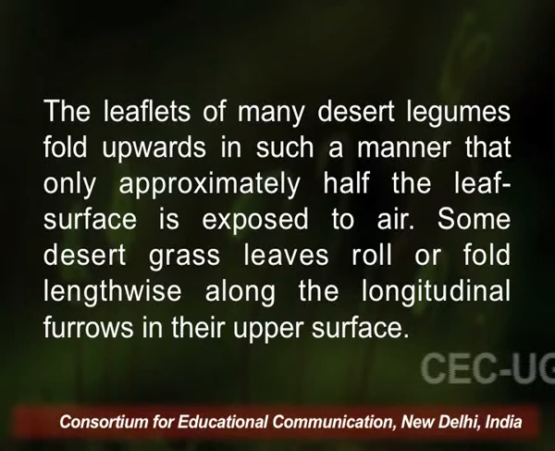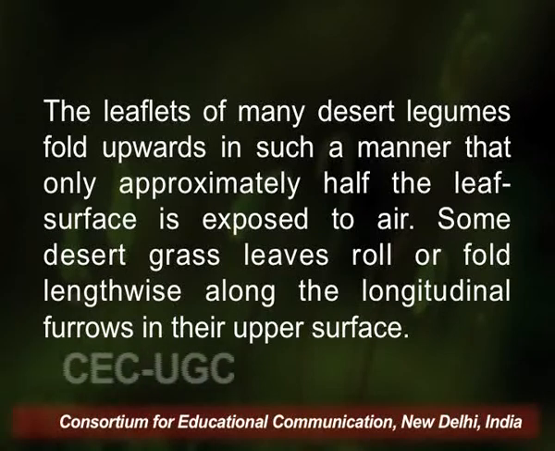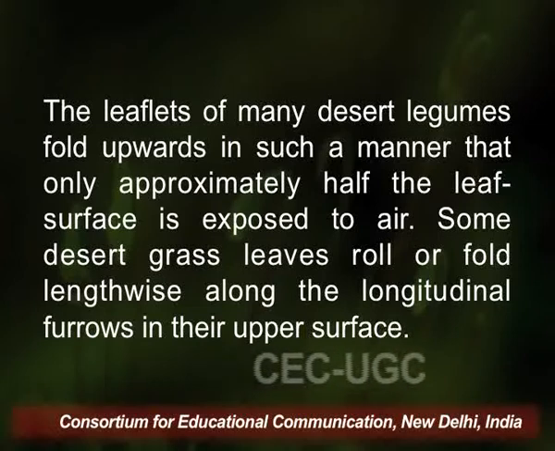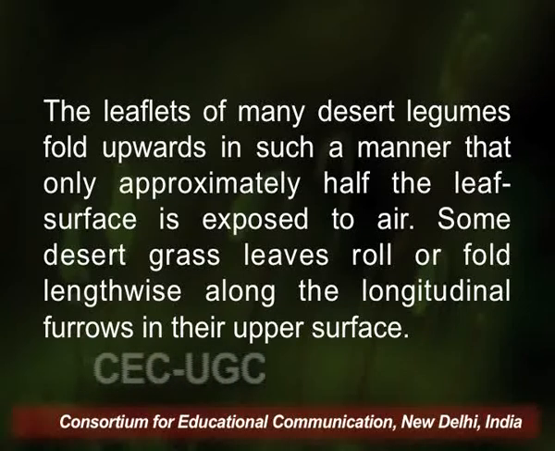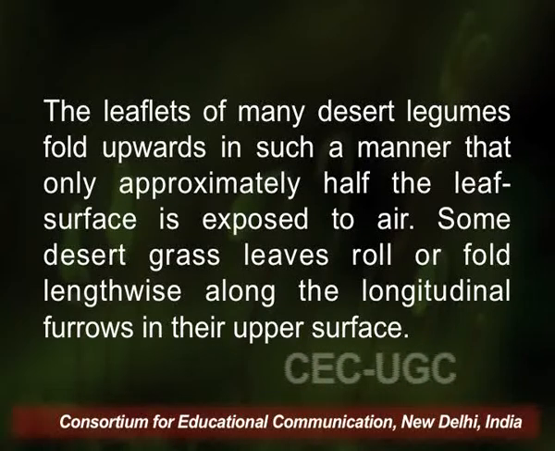The leaflets of many desert legumes fold upwards in such a manner that only approximately half the leaf surface is exposed to the air. In some desert grasses, the leaves are rolled up or folded lengthwise along longitudinal furrows in the upper surface. These are caused by turgor movements, due to the loss of turgidity of the rows of enlarged colorless cells, often termed bulliform cells or motor cells. This phenomenon has been observed in species of the family Ericaceae.